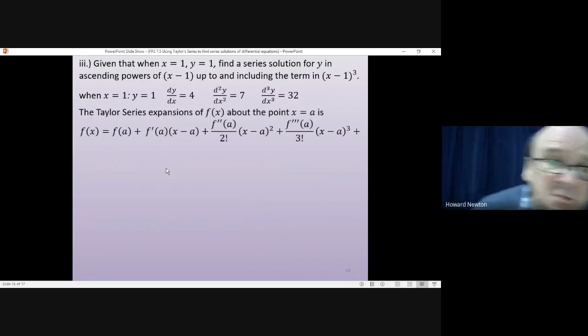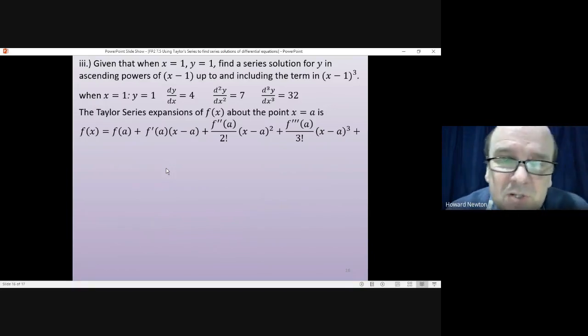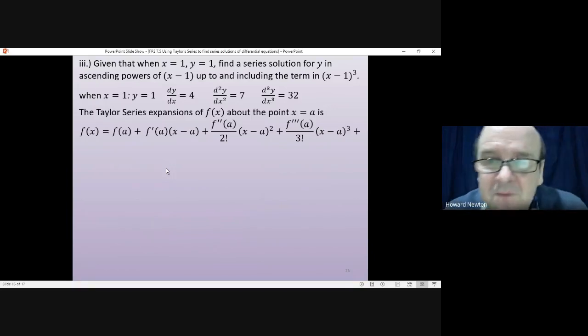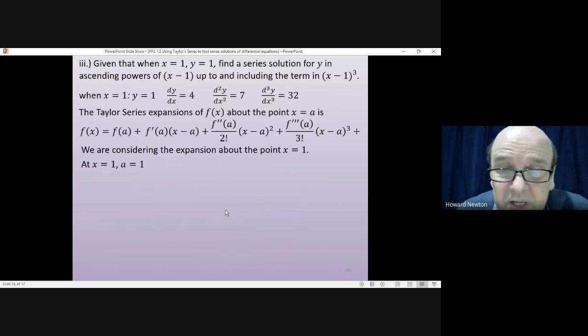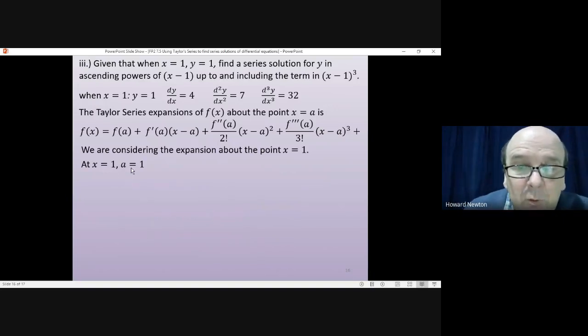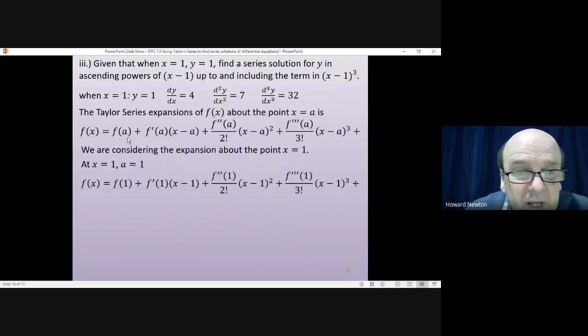Now, in this question, I've left the whole business about Taylor series really till the very end of the question. So the Taylor series expansion of f of x about the point x equals a is that's just the formula. We're considering the expansion about the point x equals 1, and at x equals 1, a equals 1. So whatever value they give you for x in the initial conditions, that is the value you use for a. So substituting a into the standard formula for Taylor series, that gives us that.